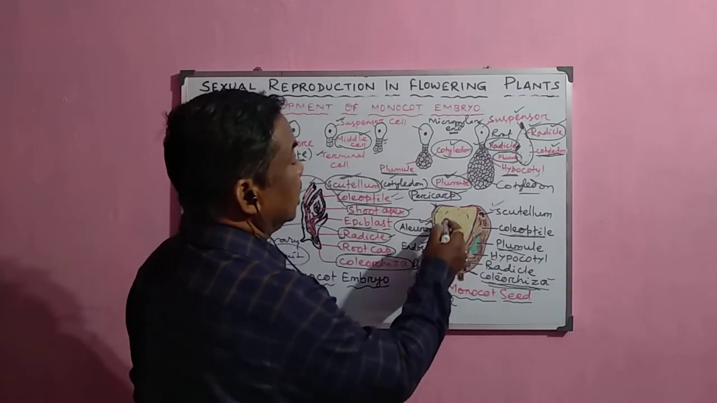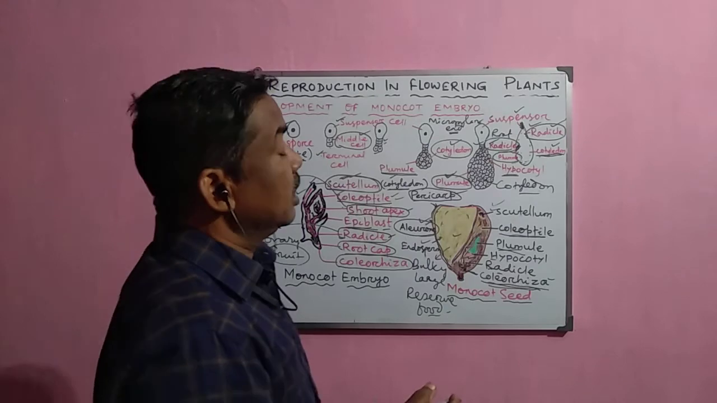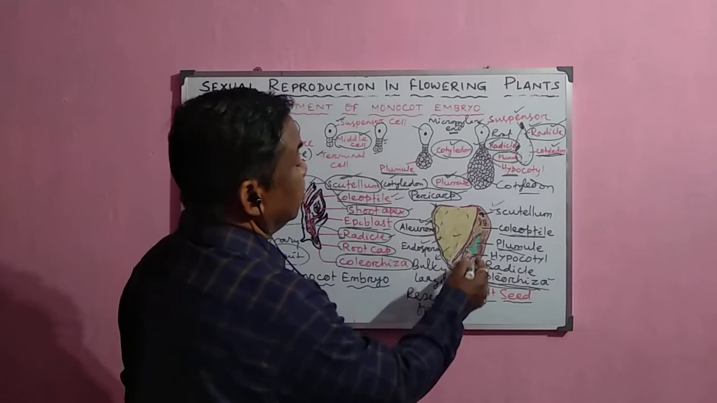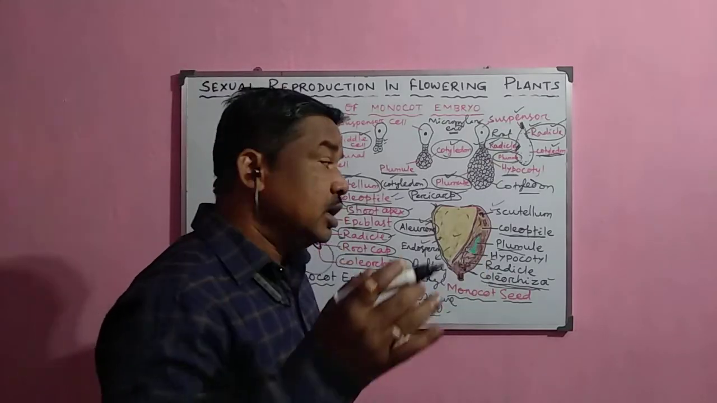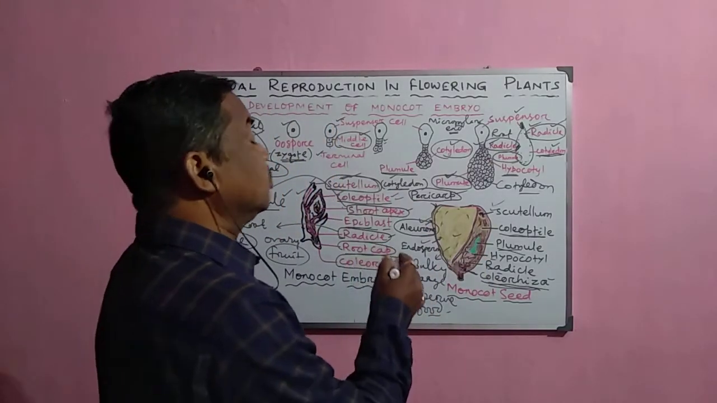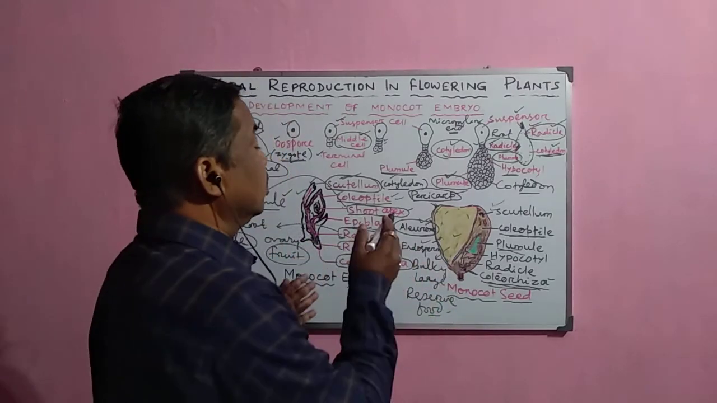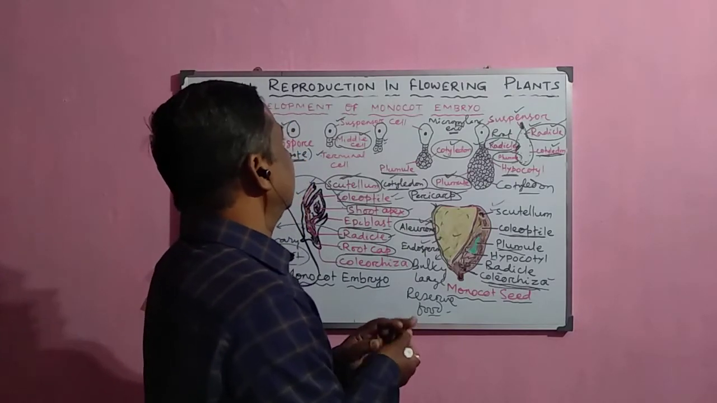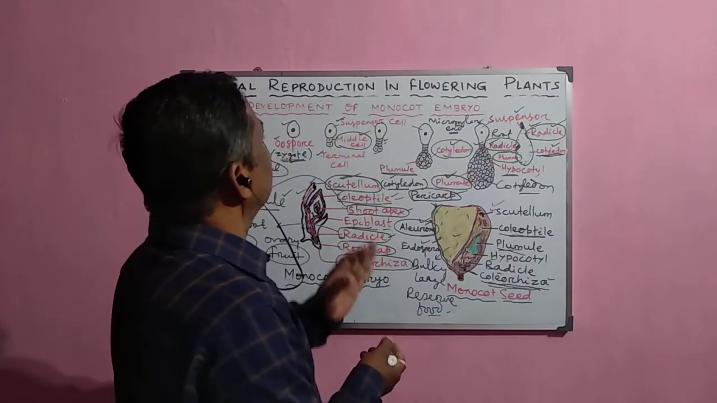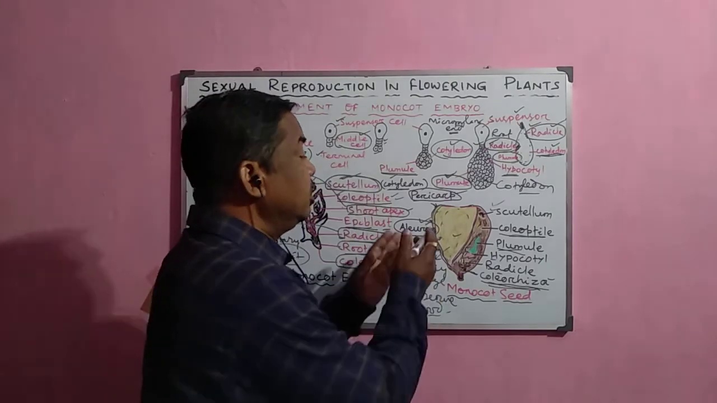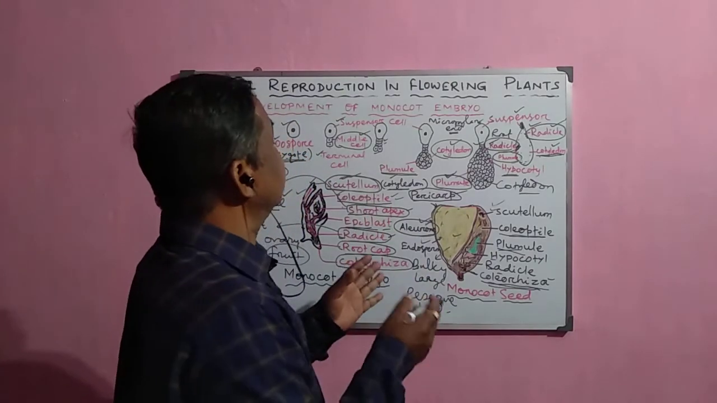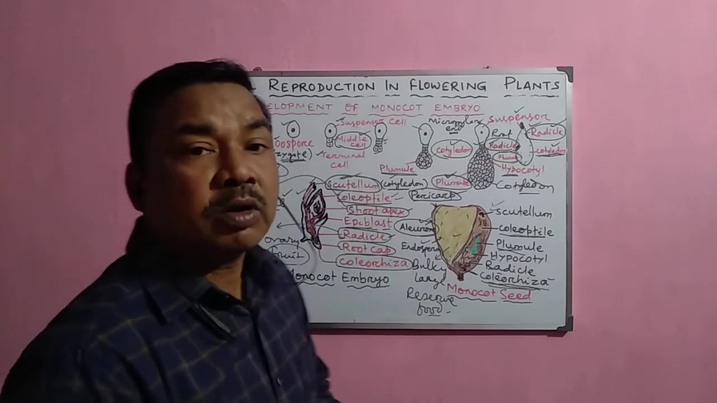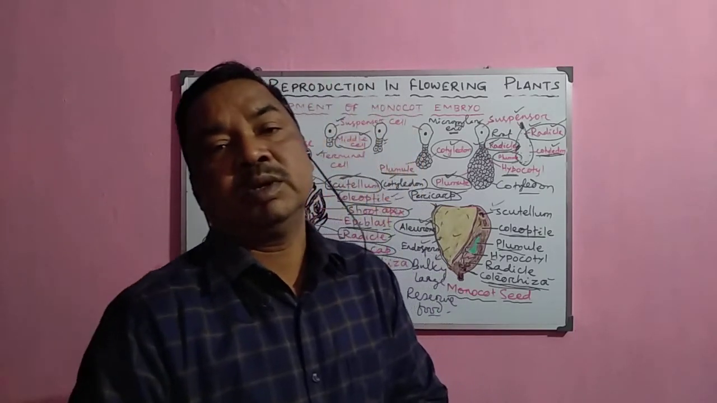So this is the shape of a monocot seed. This seed stores the food and protects the embryo during the dormant stage, and after dormancy, when suitable conditions are available for the seed, germination of the seed will start. So this is the development process of the monocot embryo, and the seed of the monocot is different from the seed of the dicot. These are the basic differences between the development of the monocot embryo and the dicot embryo.